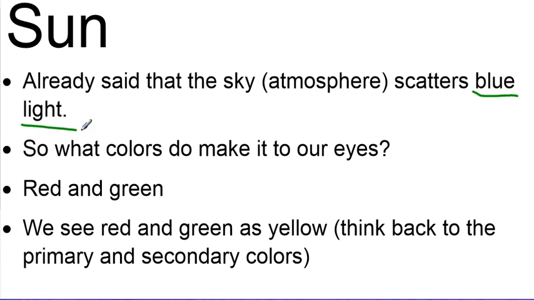So that means that the only other primary colors that are left are going to be red and green that get to our eyes. And so we actually see red and green light coming from the sun, but we perceive it to be yellow because that's what our brain combines red and green light to be.